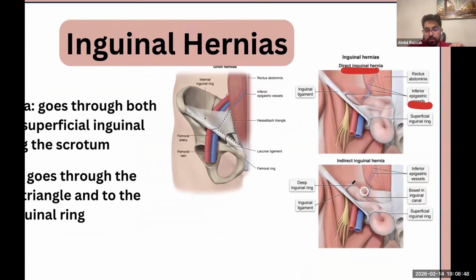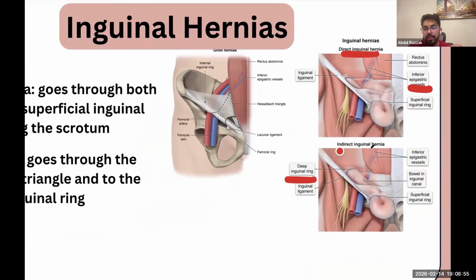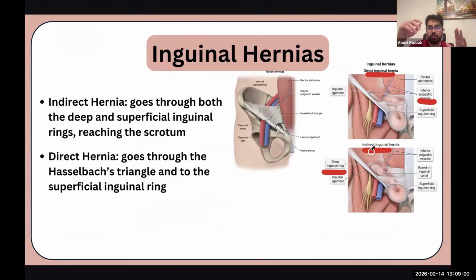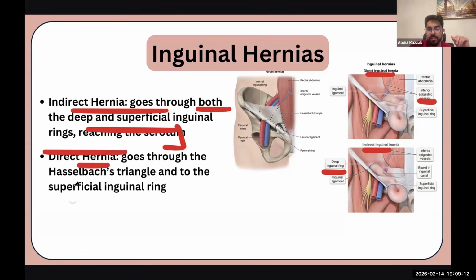If it is going from outside, from the deep inguinal ring and lateral to the inferior epigastric vessels, this is an indirect inguinal hernia, which I like to compare to taking a detour and taking the wrong way instead of taking the direct way through the Hasselbalch's triangle. So indirect goes through both deep and superficial inguinal rings, reaching the scrotum. A direct hernia goes through Hasselbalch's triangle, and it could reach the superficial inguinal ring, but not necessarily. Usually, direct hernias have no way toward the scrotum. They only stay in the inguinal area.